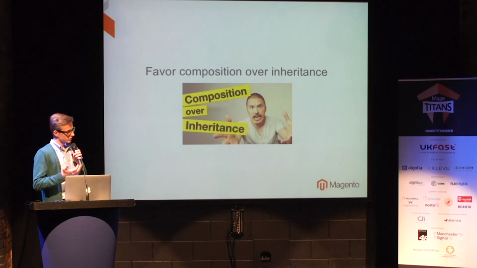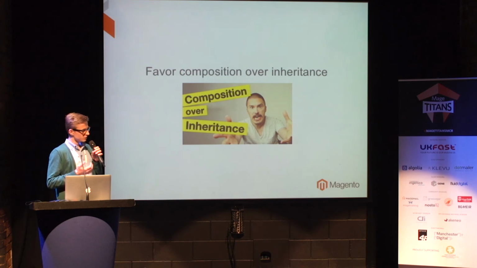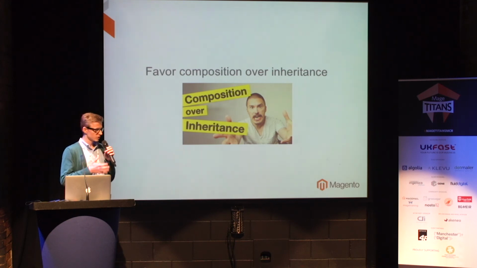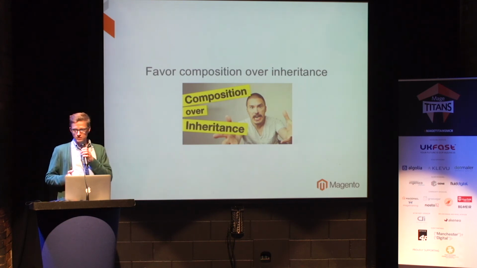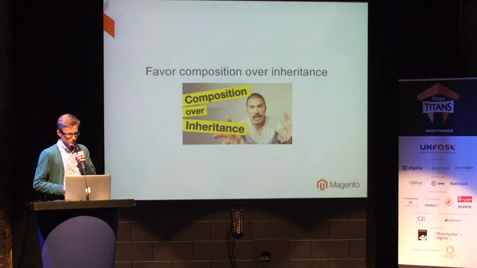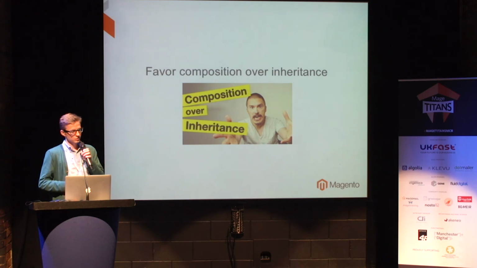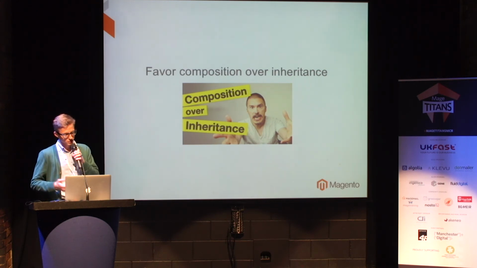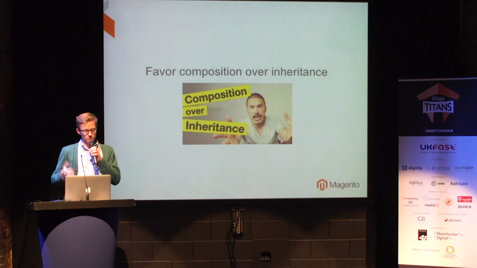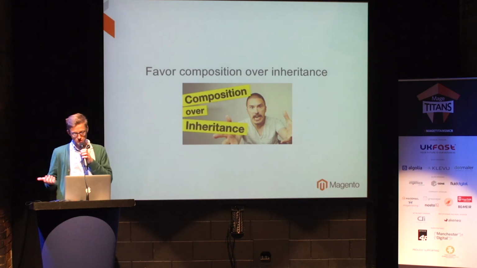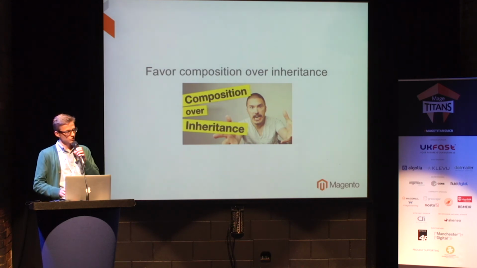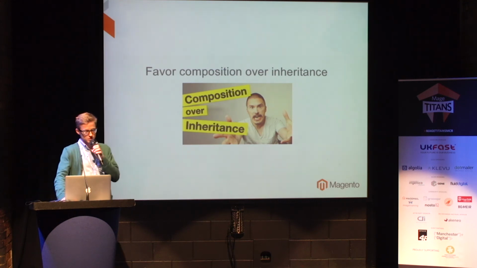So developers who have Magento 1 experience know that in Magento 1 extensions, inheritance was one of the main extension mechanisms. In Magento 2, we use a different extension mechanism. We use composition. We use dependency injection. We don't want our classes to be extended anymore, and we don't design for that.